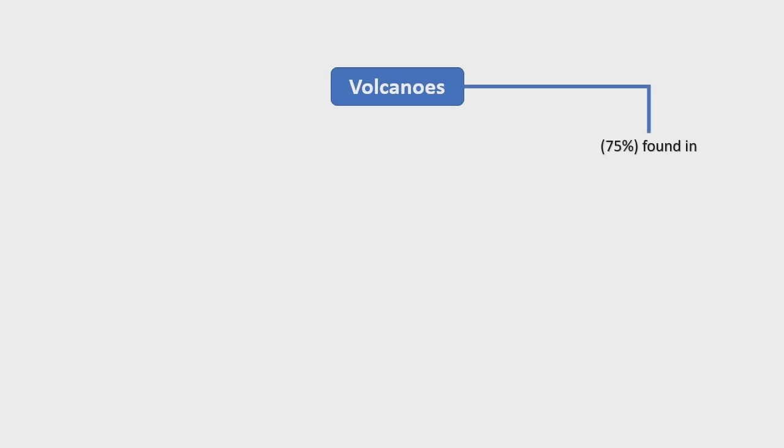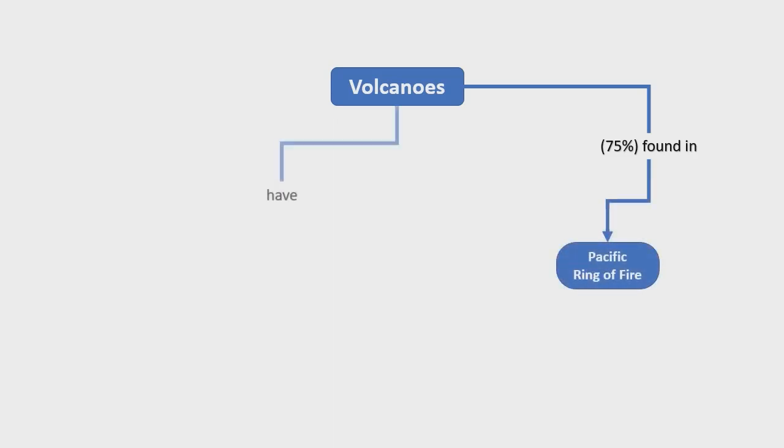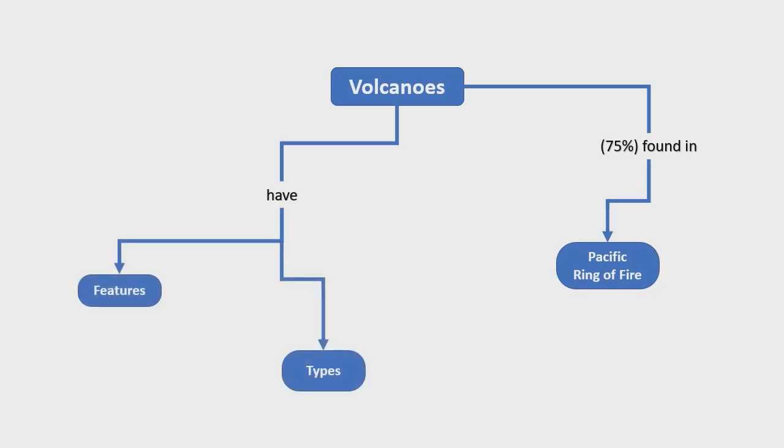Volcanoes. 75% of the volcanoes in the world can be found in the Pacific Ring of Fire. Volcanoes have features, different types, and different shapes.